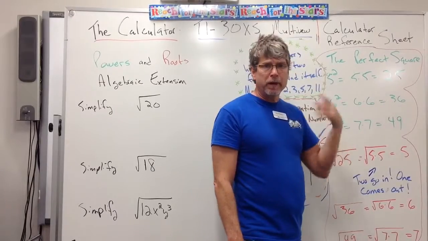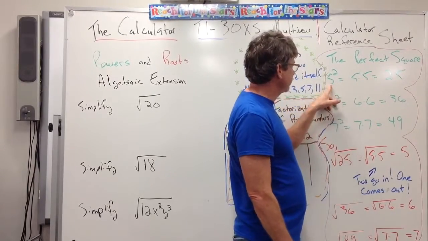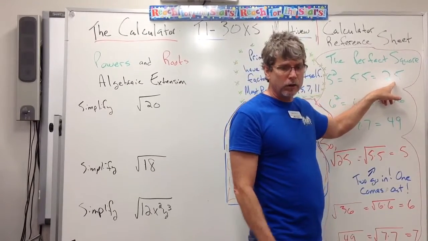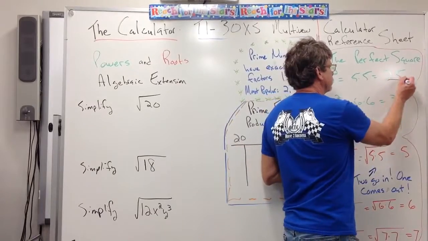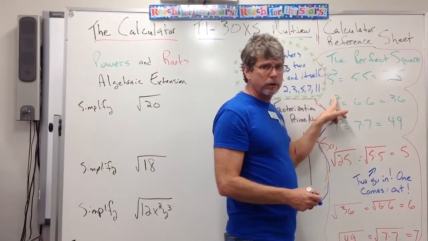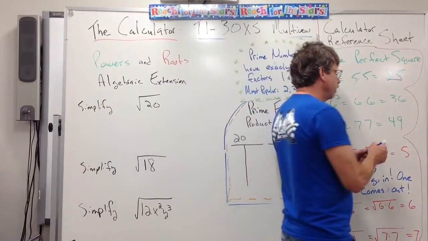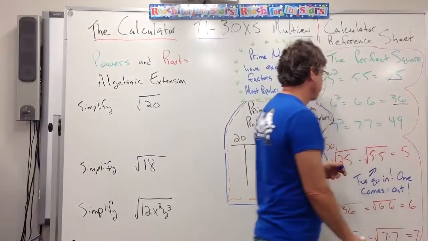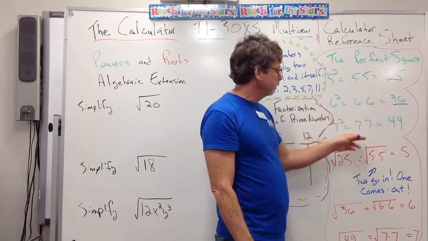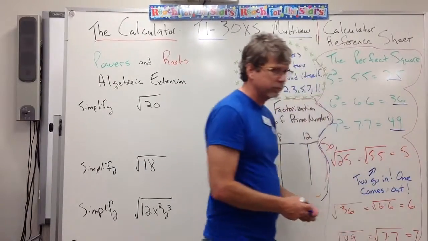For a perfect square, you pick a number and you square it, and the answer is called a perfect square. So I pick 5, I square it, 5 times 5 gives me 25, so 25 is called a perfect square. I pick 6 squared, 6 times 6 gives me 36, so 36 is called a perfect square. I pick 7 squared, 7 times 7 is 49, therefore 49 is a perfect square.